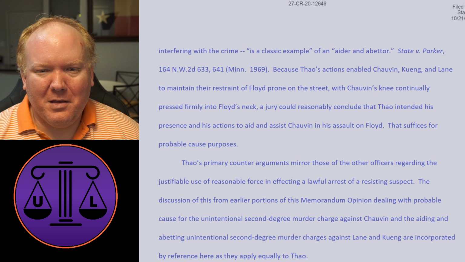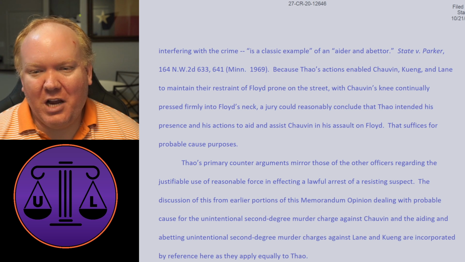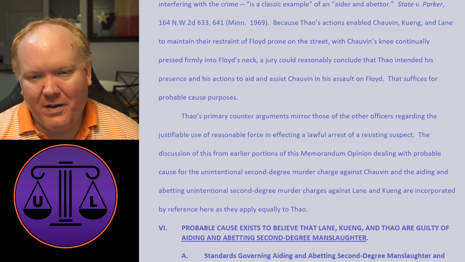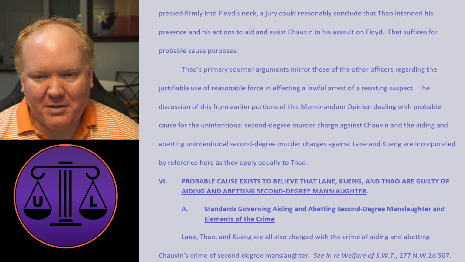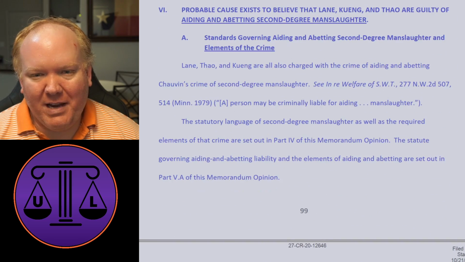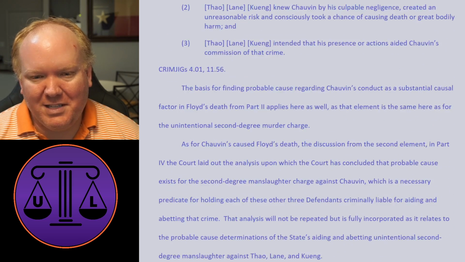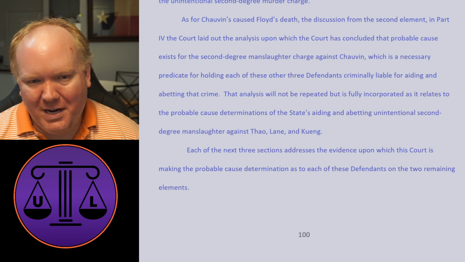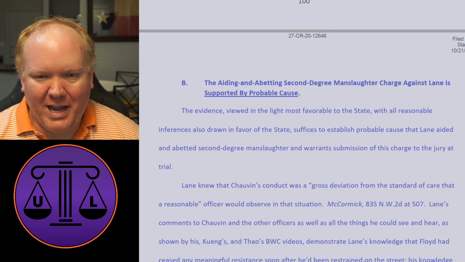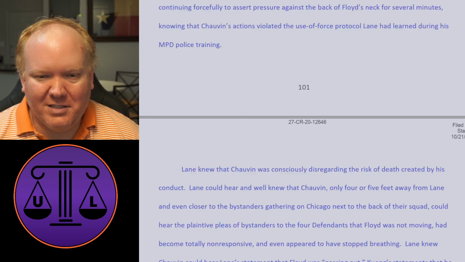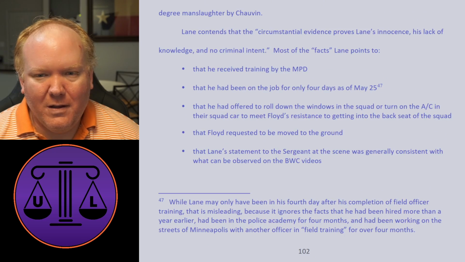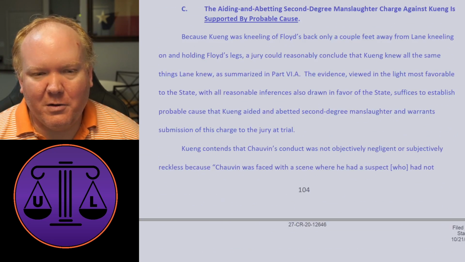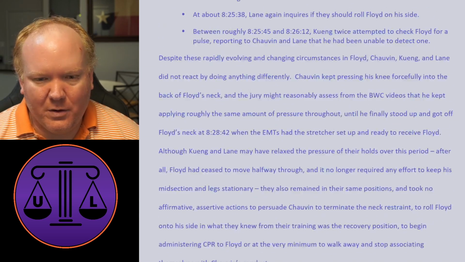But okay. Because Thao's actions enabled Chauvin, Kueng, and Lane to maintain their restraint, with Chauvin's knee continuously pressed to the neck, a jury could find the factors they need. And then aiding and abetting second-degree murder is probably going to be basically the same thing. Because if you can get to second-degree murder, which we basically discussed already, you can get to second-degree manslaughter: that they aided and abetted, that they knew it was reckless disregard, and so forth. And they had training that gave them the requisite knowledge. They were in conscious disregard, the gross negligence standard, and so forth.